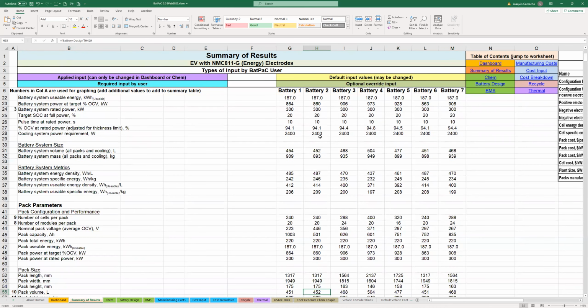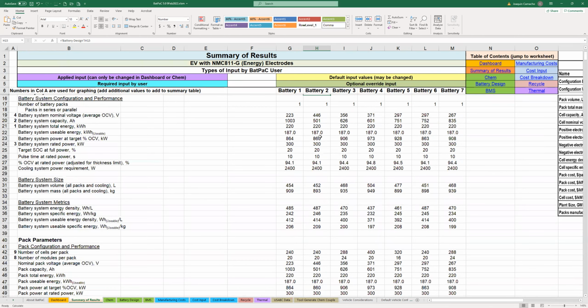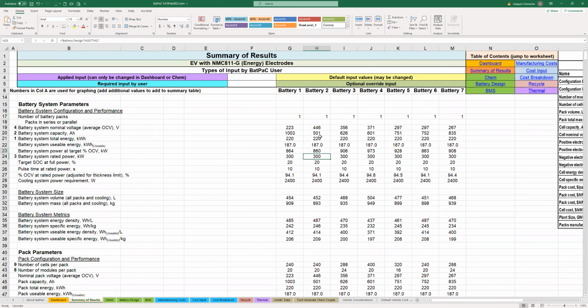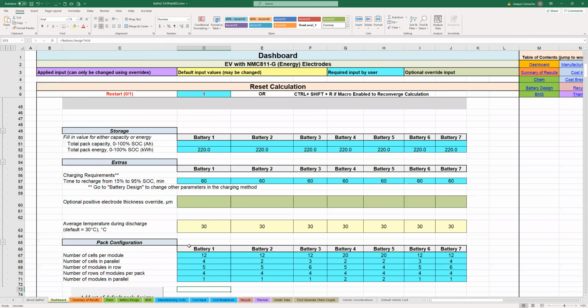Not necessarily the largest volume, but it has the highest voltage somewhat. Oh, because it has the highest capacity. Yeah, wait. So they're all 220. And the rated power is all 300. So I guess it's also depending on the specifics of the circuit. So let's go back to dashboard.